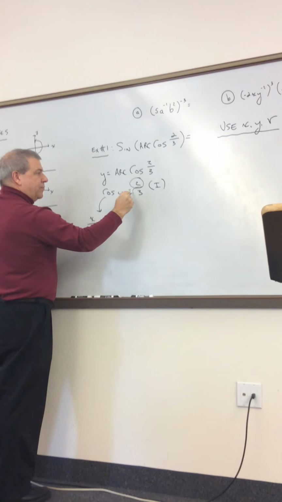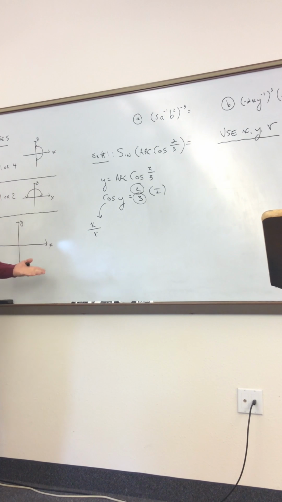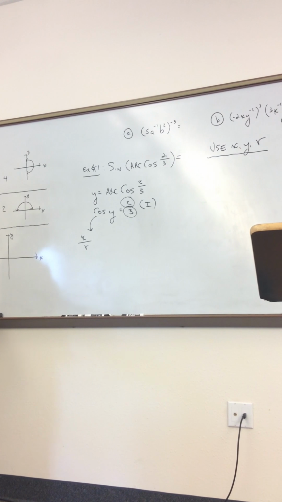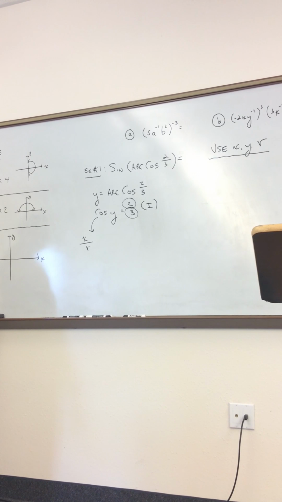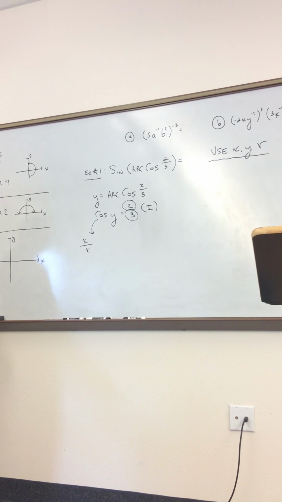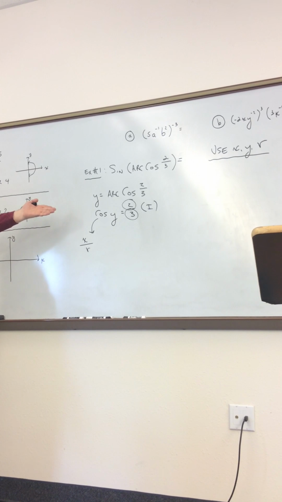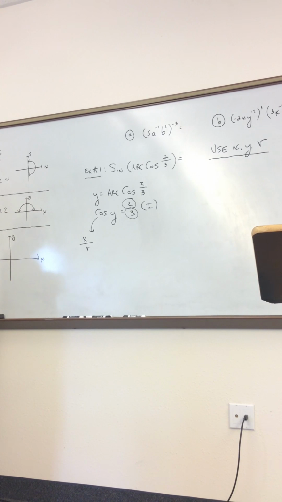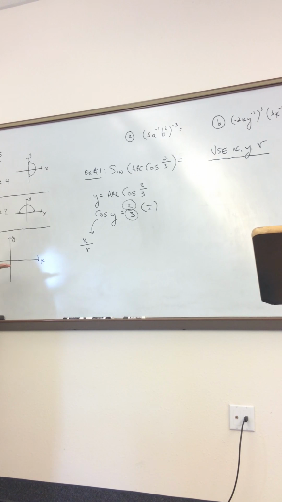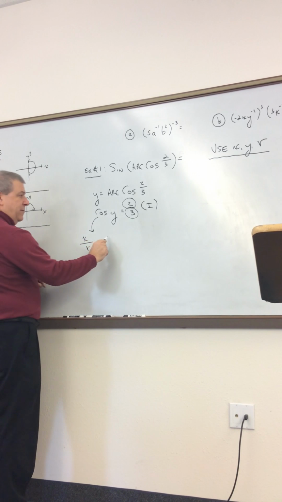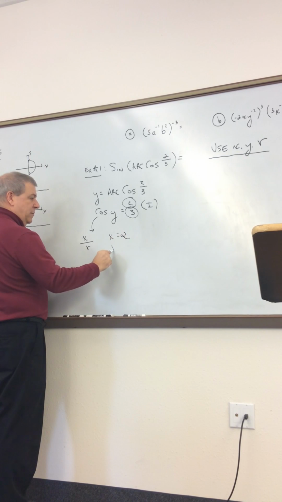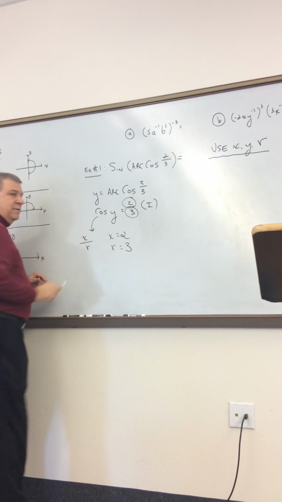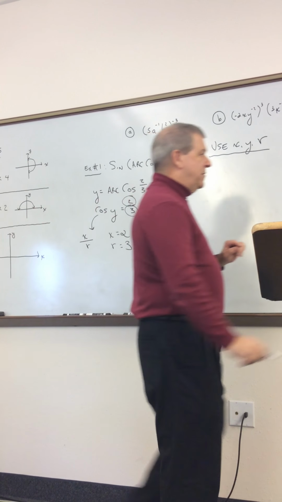Now, look. That's what them numbers are going to be used for. So what values do you know right away? Give me the values you know right away. The trig definition for cosine is x over r. So give me the two values you know. Rob? X is 2 and r is 3.